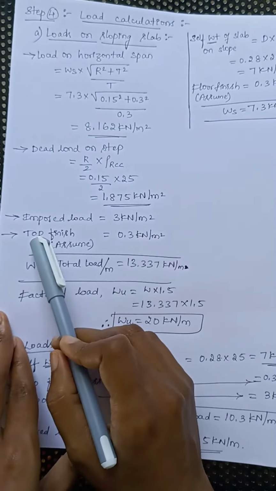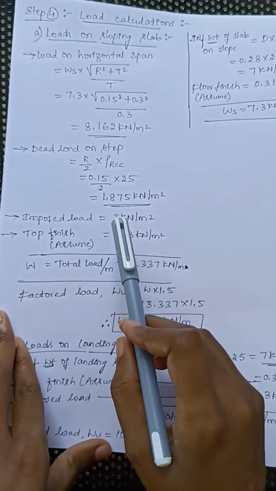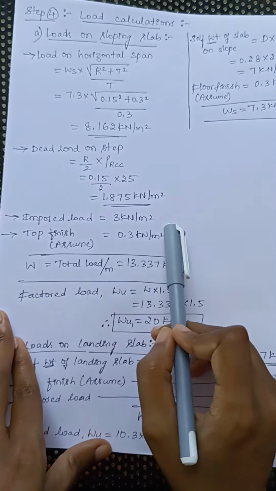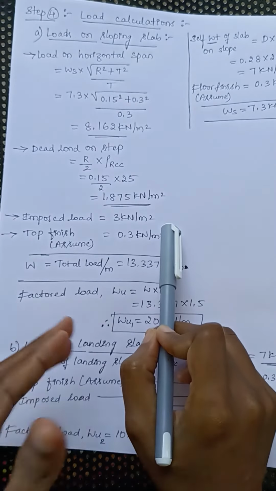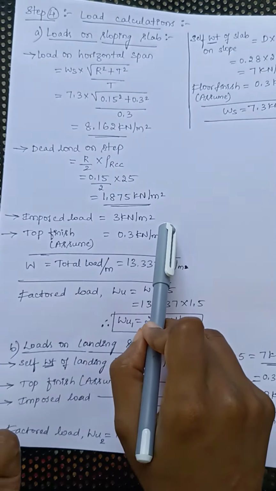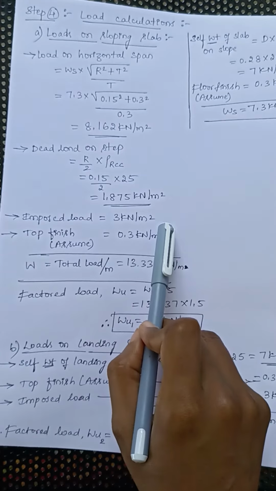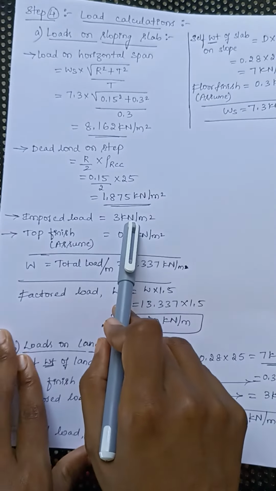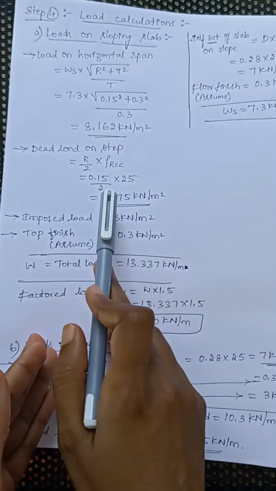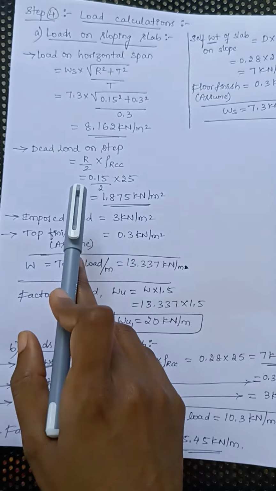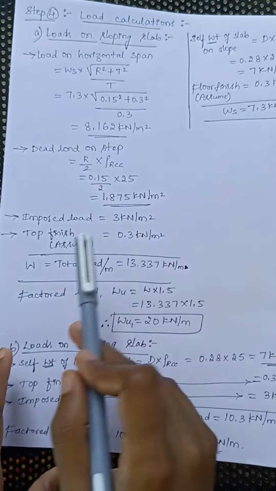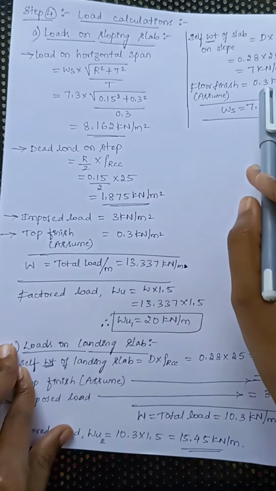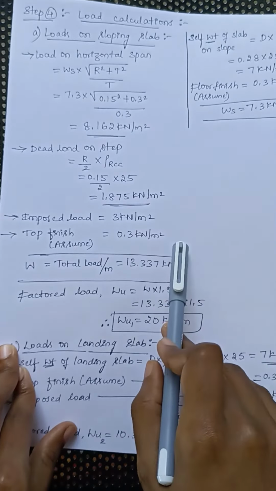Similarly, let us write down the imposed load which is acting on the stair, and that is given in the question as 3 kilonewton per meter square. Whatever the value that is given, whether it is given in terms of imposed load or live load, for both the cases, the value has to be kept for the calculation of both the sloping slab as well as the landing slab. Then let us assume a top finish of 0.3, same as here, kilonewton per meter square.